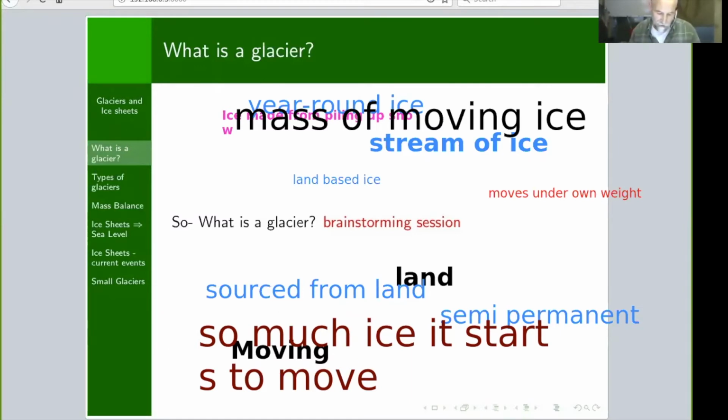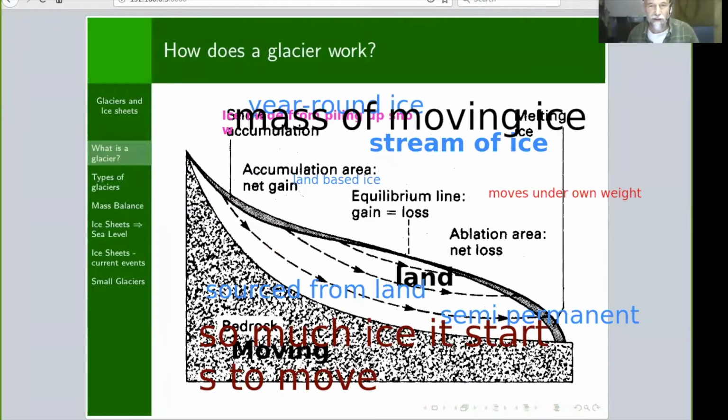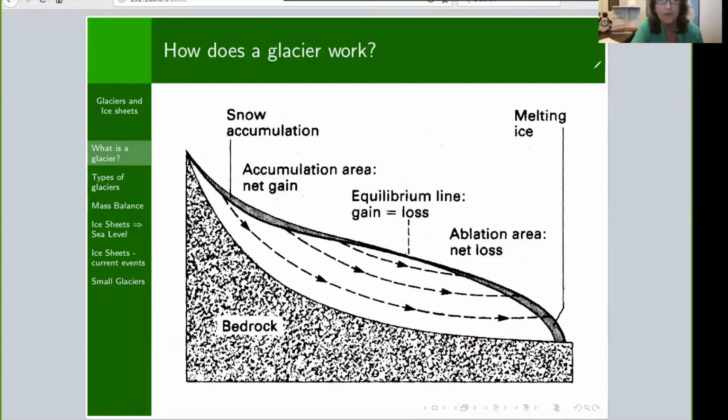So let's go through the fundamentals of how a glacier works. Do I have to ask you to remove your annotations, or can I do that? You can. I got it. Yeah, I got it.